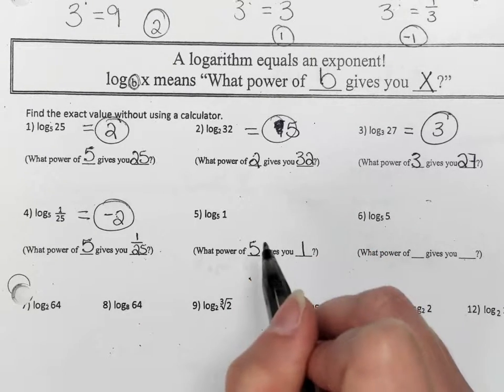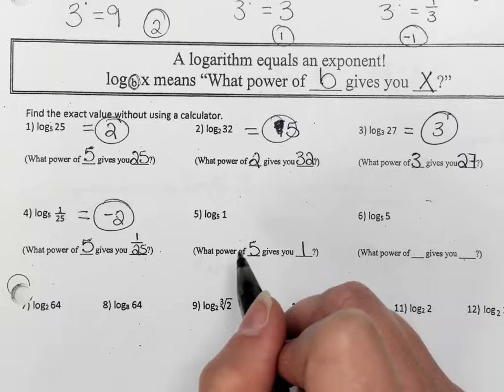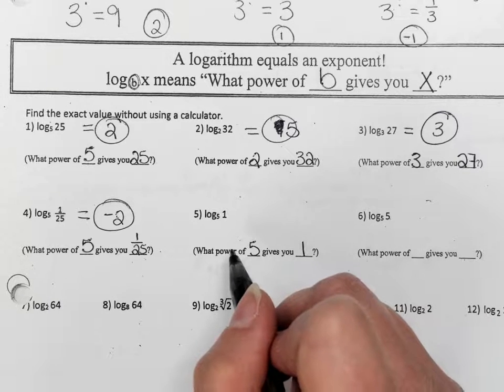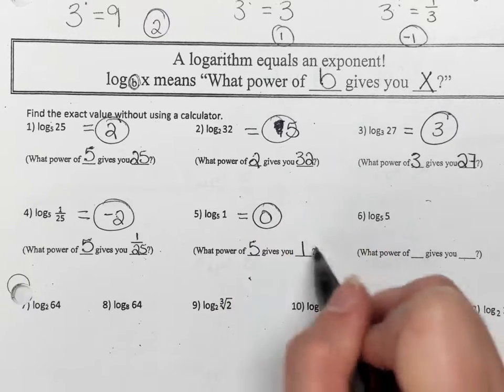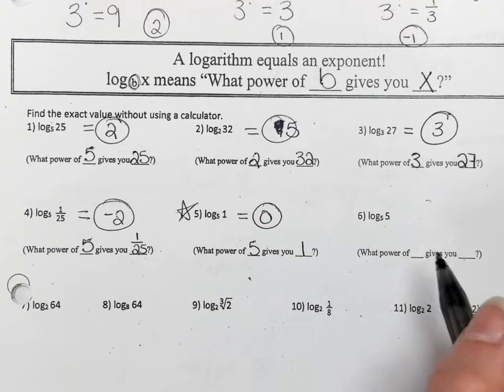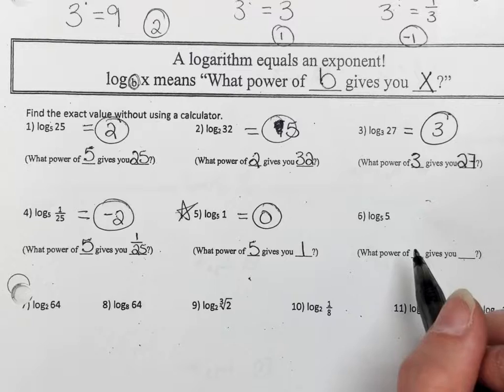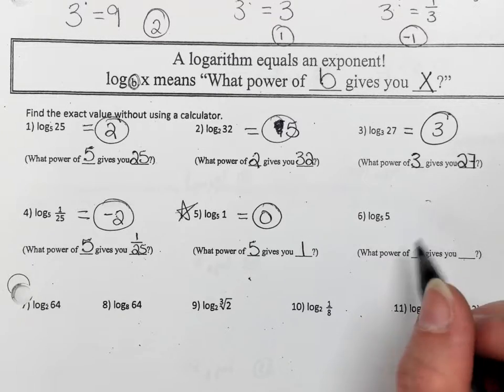Perfect. What power? What do you got, Hunter? 0. Anything to the 0 power is 1. You might want to star that one because you'll see it again. Anything to the 0 power is how much? 1.